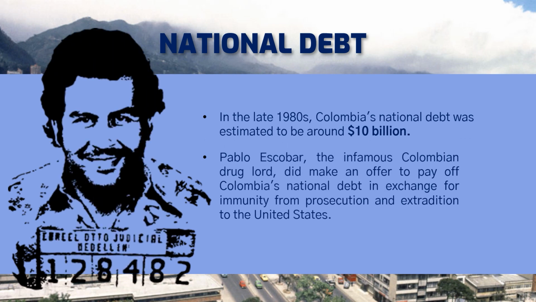Before we begin our discussion on growth, let's consider an interesting historical example. In the late 1980s, Colombia had national debt of around $10 billion. Pablo Escobar, the infamous drug lord, even offered to pay off this debt in exchange for immunity. This highlights how significant national debt can be and why managing debt is a crucial part of macroeconomic policy. But how does the debt relate to economic growth? Let's find out.